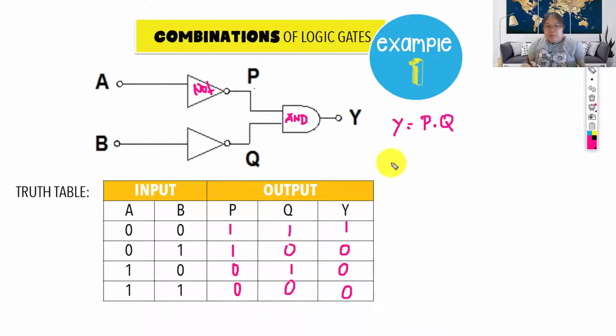So we substitute one by one. P is actually A bar. Q is actually B bar. Joining together, Y is A bar dot B bar. Agree? So this is the answer for the Y output Boolean algebra. Then we go to the next one.